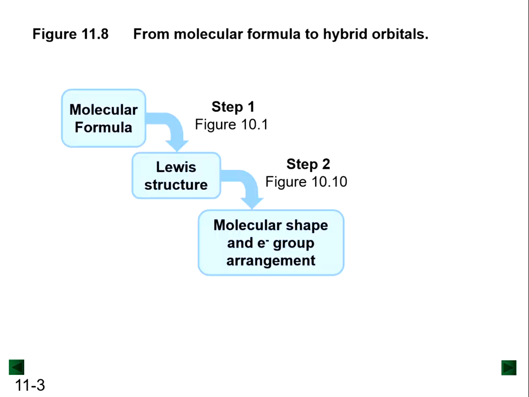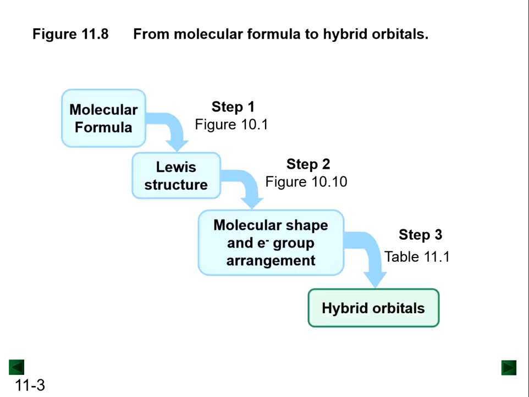So our sequence that we have now: we know how to take a molecular formula from a name, produce a Lewis structure, use that to determine the electron group arrangement from which we can derive a shape, and then from the electron group arrangement we derive hybrid orbitals, and based on the hybrid orbitals we develop a valence bond representation for a molecule.